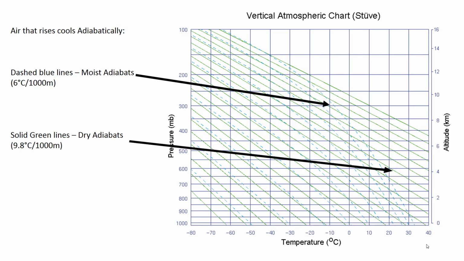Up to this point, you have mainly been looking at Stuve diagrams for temperature, and in the last exercise we introduced dew point. Today I'm going to introduce two more things on a Stuve diagram, and these two things are going to make your life a lot easier than you would think. They are called adiabats, and they deal with what's called adiabatic cooling.